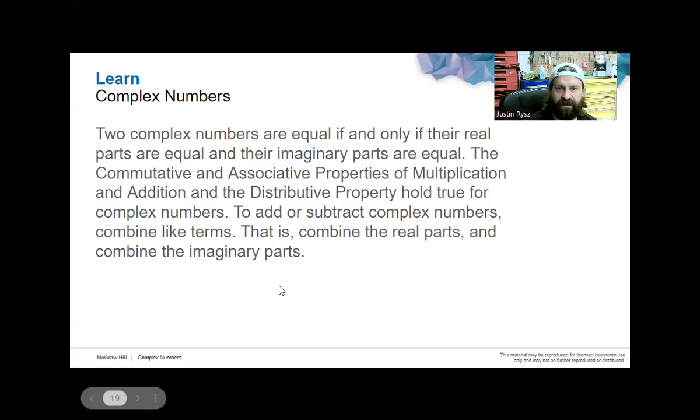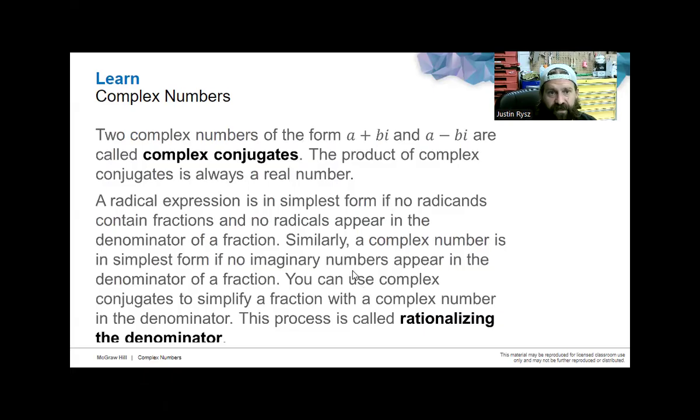Complex numbers are equal if and only if their real parts are equal and their imaginary parts are equal. So we can look at things like the distributive property and multiplication, pretty much the same thing, but anytime we're adding or subtracting, we just look for the real parts to combine with real parts, and imaginary parts to combine with imaginary parts. The complex conjugates are used, like we talked about with dividing, to help rationalize the denominator, because denominators can never be a radical or irrational number, and the denominators cannot be an imaginary number.